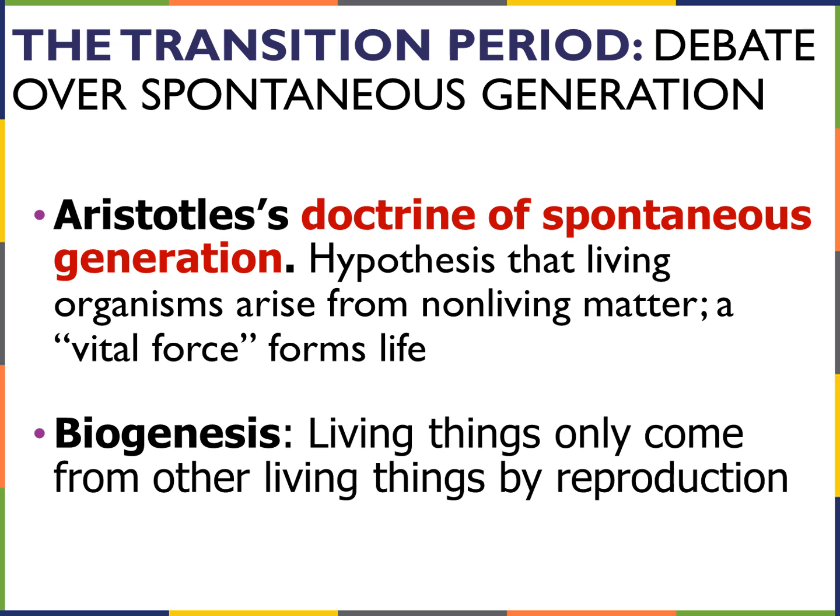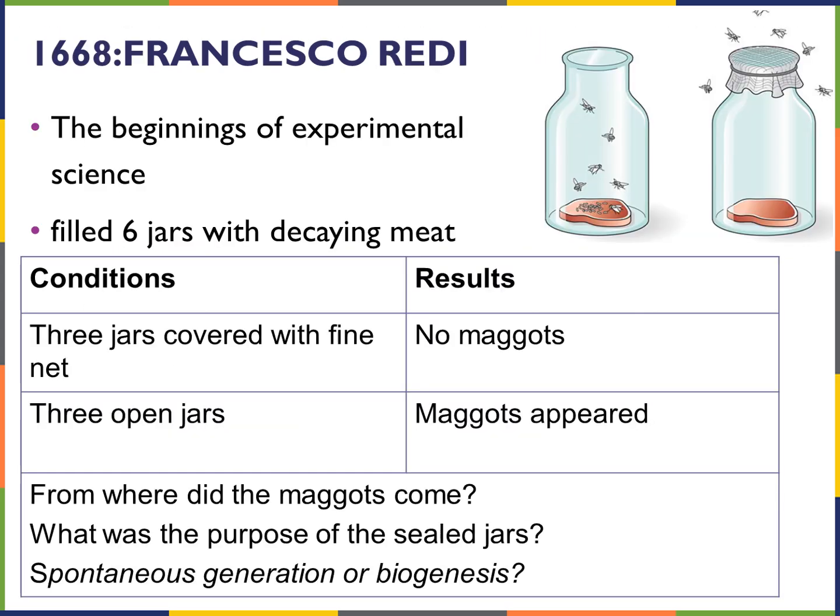However, it took a few hundred years and numerous experiments between Aristotle's spontaneous generation idea and the whole idea of finally disproving spontaneous generation and believing in biogenesis. So let's take a look at some of those historical experiments. So in 1668, we have a guy by the name of Francesco Redi.